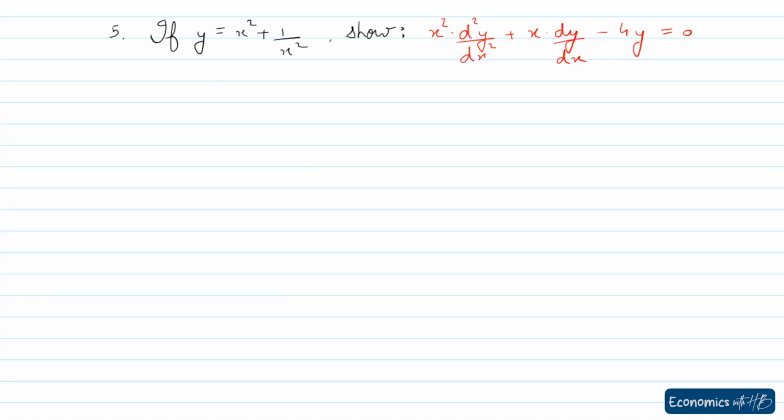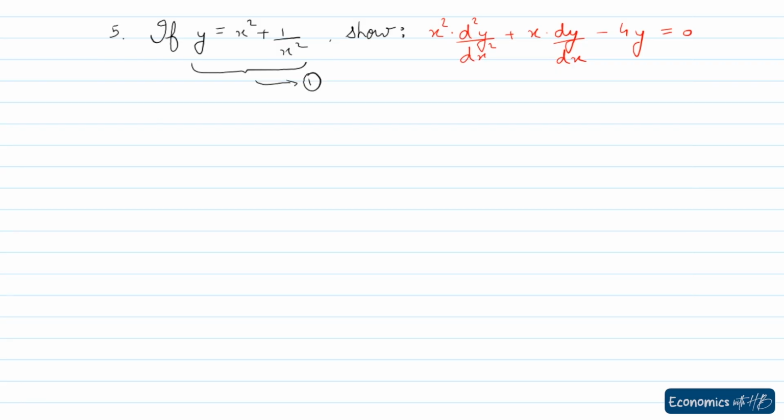Let's see the next one. If y is equal to x square plus 1 by x square, then show that x square d2y by dx square plus x dy by dx minus 4y is equal to 0. So in this question we need to prove this equation in red. We need to find the second order derivative also.